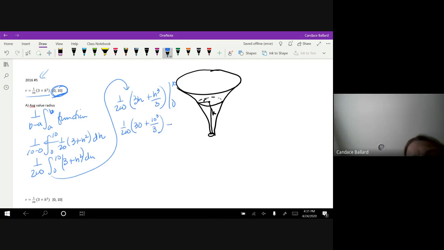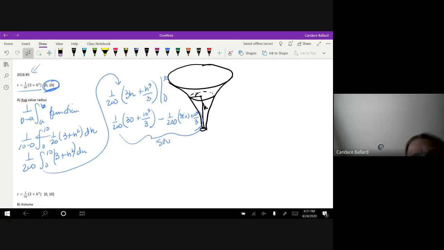I choose to bring this with me because sometimes we forget parentheses in weird places. And then we're going to do 3 times 0 plus 0 cubed over 3. Now, because this all turns out to be 0, you really don't need this part. But again, it's uncomfortable, but we are going to stop right there.